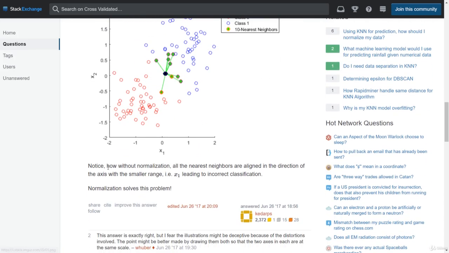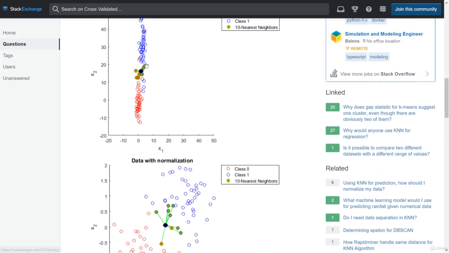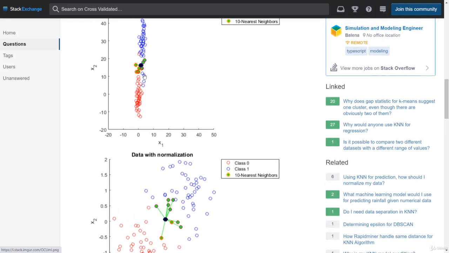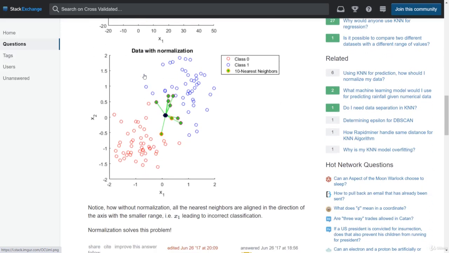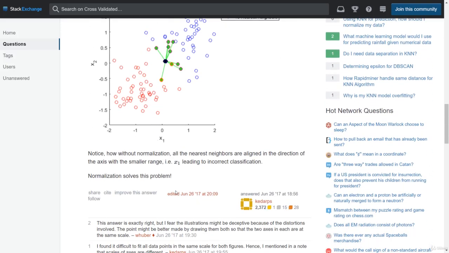So, without normalization, all the nearest neighbors are aligned in the direction of the axis with the smaller range, right? So here, the 10 nearest neighbors are like this, right? So the data is not normalized well, so we have the 10 nearest neighbors not really representing the correct class, right? Because the data is not normalized.